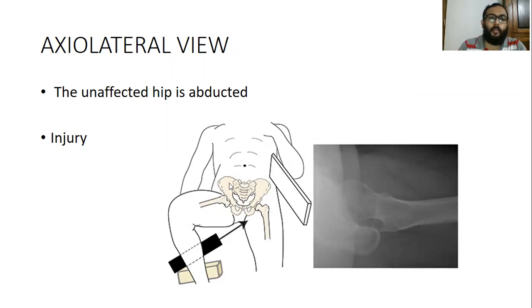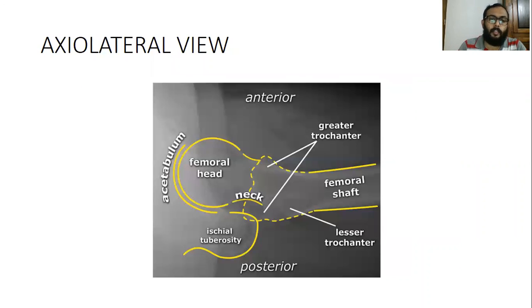This is the axiolateral view in which the unaffected hip is abducted. In this particular position, with the support of a log or a stone, the unaffected hip is abducted and then the projection is taken, and this is particularly indicated in injury. This axiolateral view is better than the frog-leg view in acute injury of the hip joint. Here we can see the acetabulum, femoral head, ischial tuberosity, the greater trochanter, and here the lesser trochanter in the axiolateral view, which is suggested in injury of the hip.